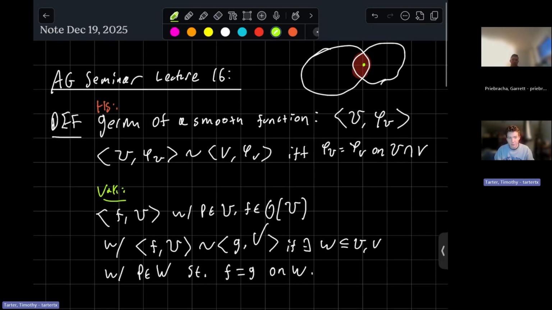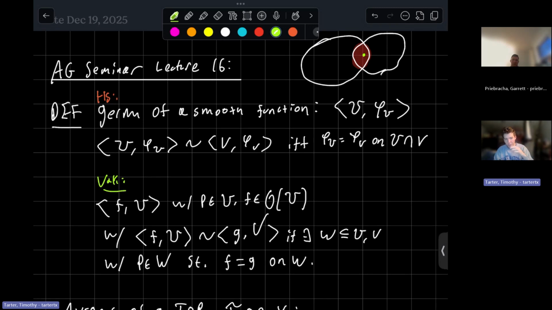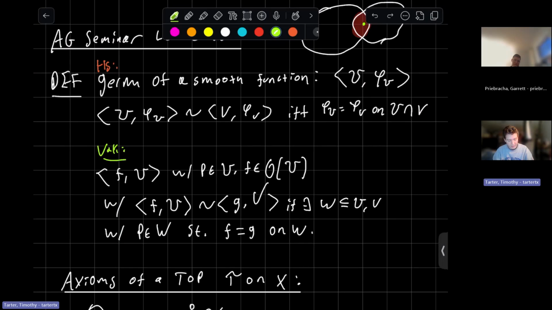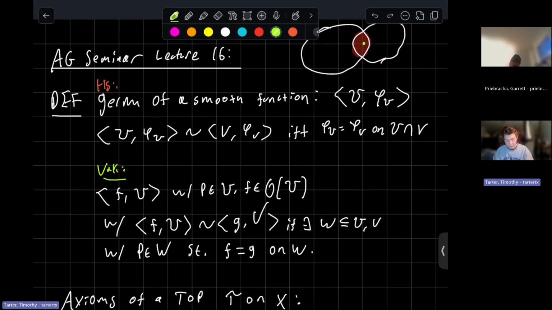So the condition is that the germ of a smooth function at P, and you find your two open sets, then not only is this thing going to be an open set, but it's going to have P in it. So in such a way, these definitions are the same.